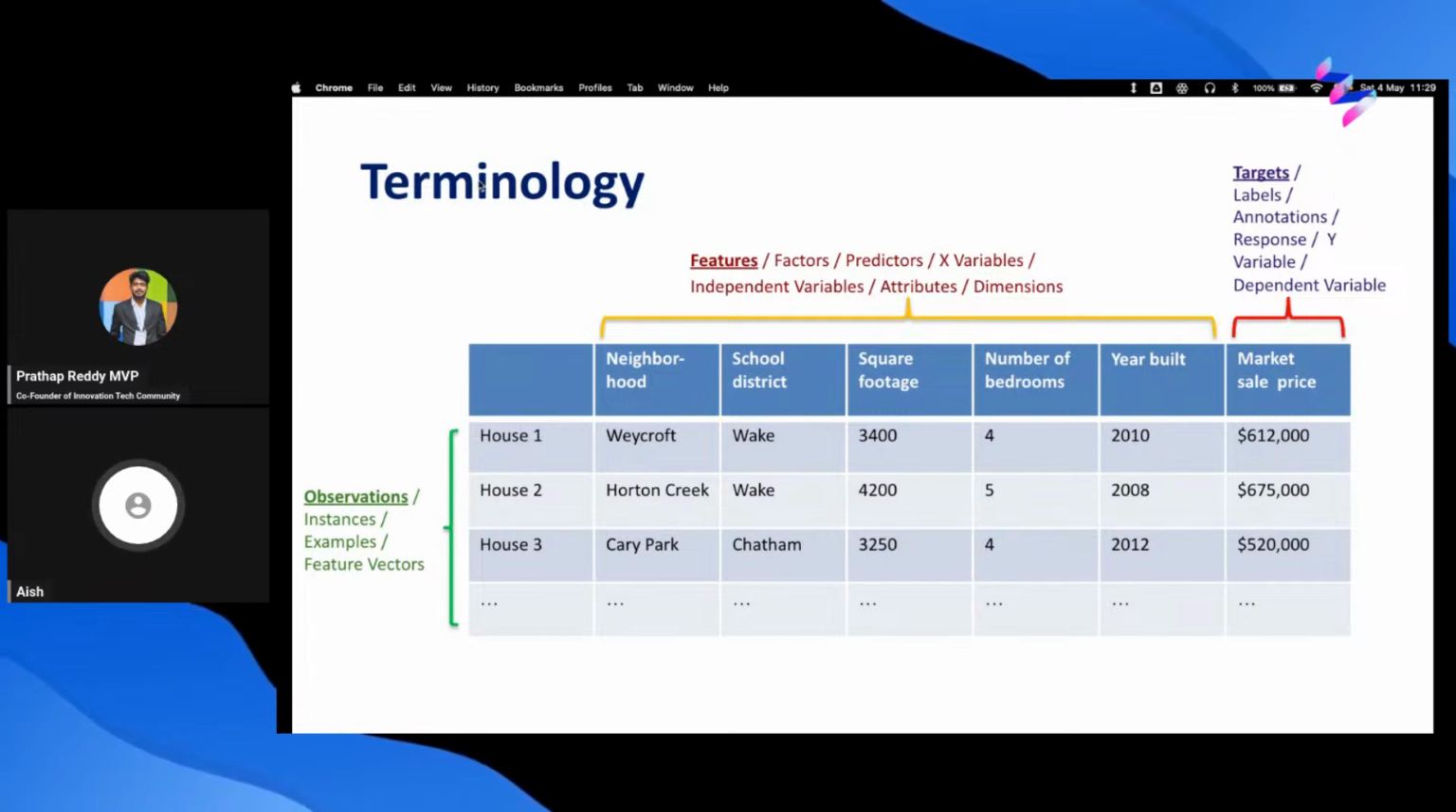And what are we trying to do via this? We are trying to predict: if I now give you a new house, number 100, which is in a certain neighborhood, a certain area, and has certain bedrooms, can you predict what price is a good selling price for that house? So this is a very simple example of the different terminologies. Targets, features, and observations. These are the main terminologies which we use.